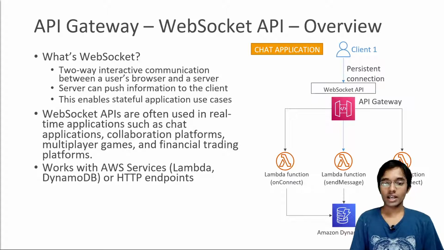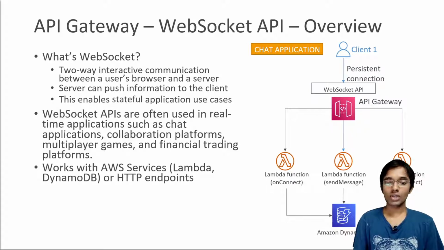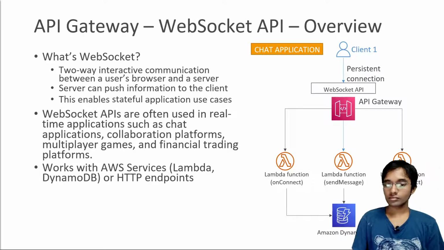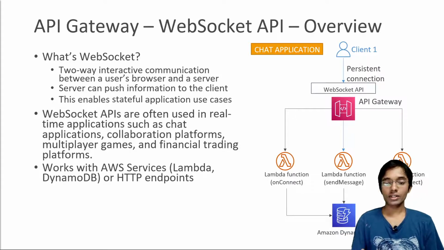Here the architecture is the second example of the chat application. The clients will connect to your API gateway through a persistent connection through the WebSocket API, and then the API gateway is going to invoke a Lambda function called onConnect. Maybe that will persist the connection to the DynamoDB table. Then another Lambda function is called sendMessage to send the message and persist that message into DynamoDB, and a Lambda function called onDisconnect, which will be invoked whenever the connection is disconnected.